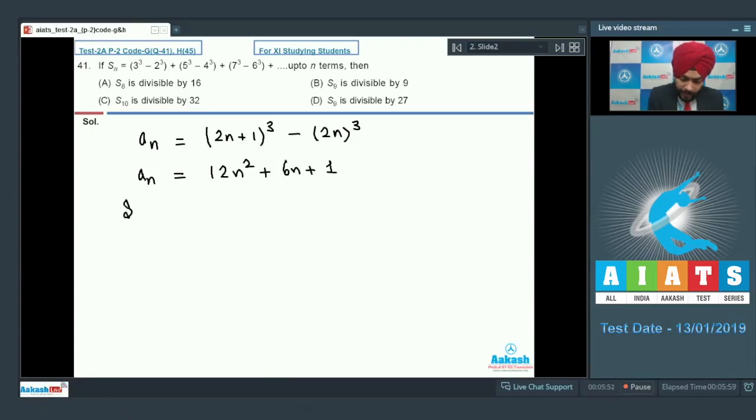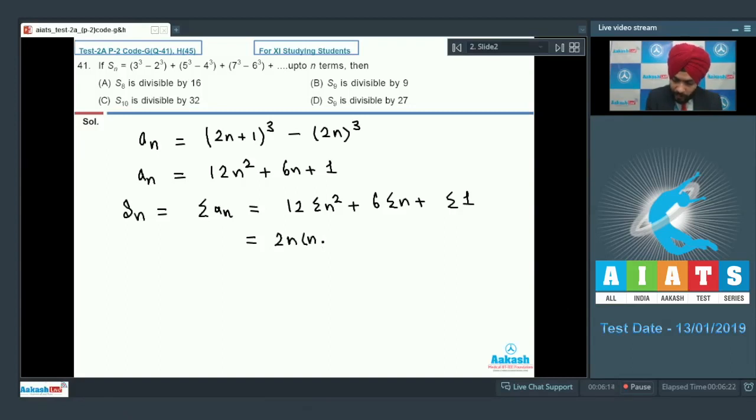So we know that Sn is equal to sigma an. And that will be 12 times sigma n square plus 6 times sigma n plus sigma 1. Sigma n square is n into (n plus 1) into (2n plus 1) by 6, so that will be 2n into (n plus 1) into (2n plus 1). Sigma n is n into (n plus 1) by 2, so 3n into (n plus 1). And sigma 1 will be 1, 1, 1 added n times, so that will be equal to n.